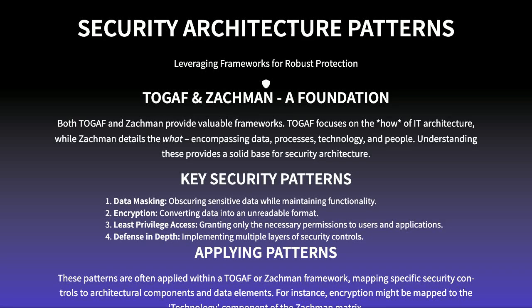Okay, let's talk about how we can build a strong security architecture. Both TOGAF and Zachman are valuable frameworks for thinking about IT. TOGAF helps us understand how to design our systems, while Zachman focuses on what those systems actually cover, everything from data to people. We'll look at some key security patterns like data masking, encryption, least privilege access, and defense in depth. These aren't just random ideas, they can be strategically placed within either of these frameworks, linking specific security measures to particular parts of the architecture. It's about creating a layered approach, multiple safeguards working together for maximum protection.